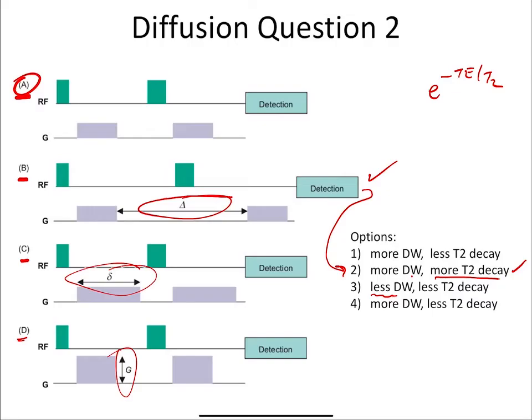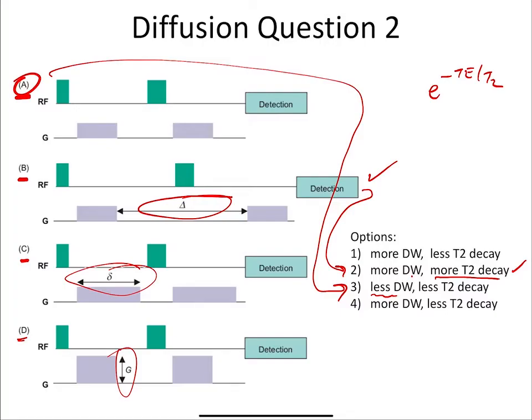C increases the area of the diffusion gradients. So that's going to cause more dephasing, so that's going to have more diffusion weighting. And D increases the amplitude. So that's also going to have more diffusion weighting. So A will go with 3. Okay. And then 1 and 4 are the same answer, so whether you pick C or D doesn't really matter. They both are going to increase the diffusion weighting, and they have the same T2 decay as A. All right. Good. Any questions on that?